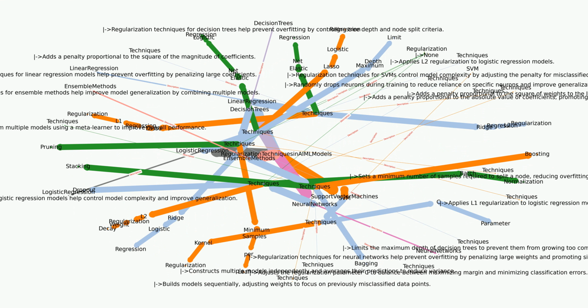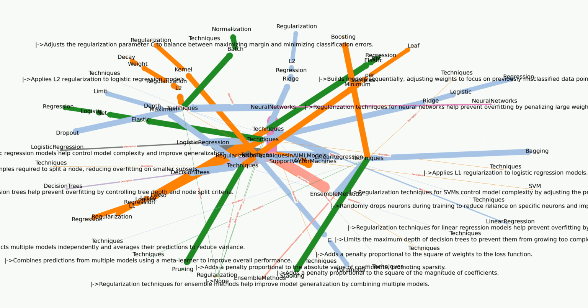Techniques. Dropout. Description: Randomly drops neurons during training to reduce reliance on specific neurons and improve generalization. L2 regularization, weight decay. Description: Adds a penalty proportional to the square of weights to the loss function.